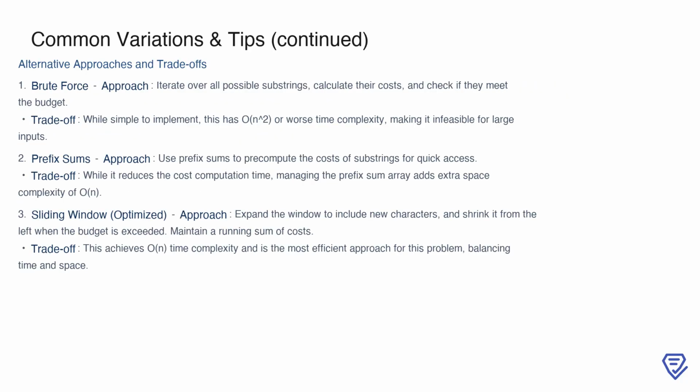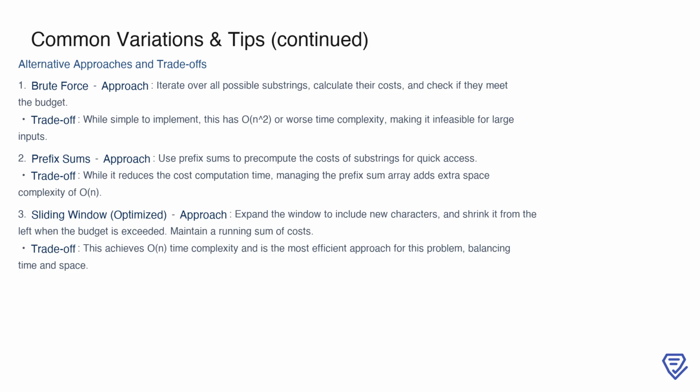Finally, let's compare some alternative approaches and their trade-offs. A brute force solution involves iterating over all possible substrings, calculating their costs, and checking if they meet the budget. While this approach is straightforward to implement, its O(n squared), or worse, time complexity makes it impractical for larger inputs. Another option is using prefix sums to pre-compute the costs of substrings, allowing for quicker retrieval. However, this approach increases space complexity to O(n), and may require additional effort to manage the prefix sum array effectively. The most efficient solution is an optimized sliding window approach.